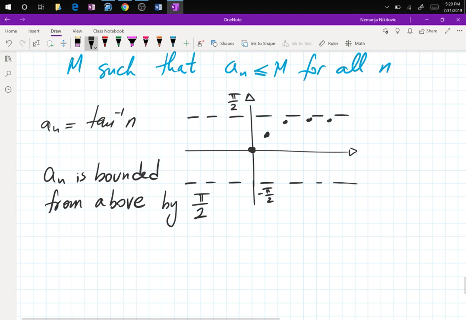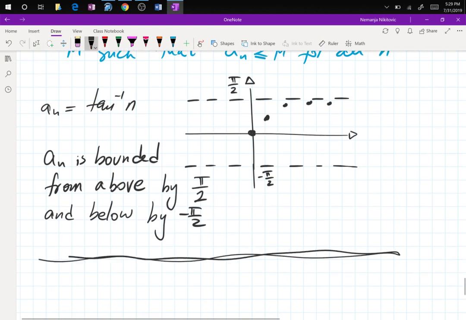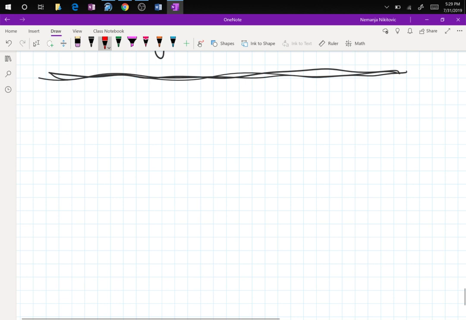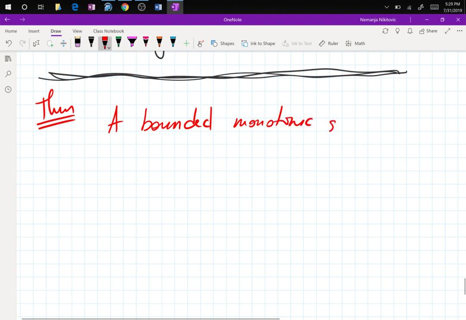So bounded, let me just write, a_n is bounded from above by pi over 2 and below by negative pi over 2. So the cool theorem: a bounded monotonic sequence always converges. So a bounded monotonic sequence always converges.